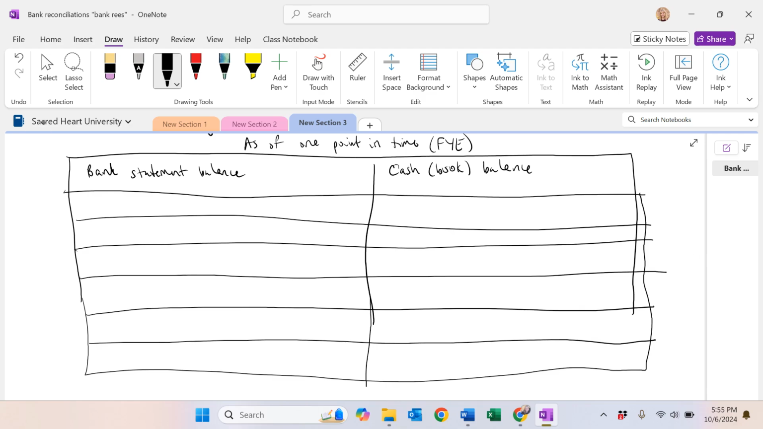All right, so let's start with the bank statement. So how do we find our bank statement balance? We either get that printout mailed to us, or we go online and we look at the balance at that one point in time, the end of the accounting period. And then we're going to make some adjustments here. The bank statement adjustments that we have here, these are things that the company recorded, but the bank did not. So let's see, we are going to start by adding deposits in transit.